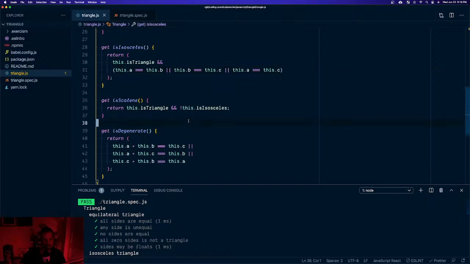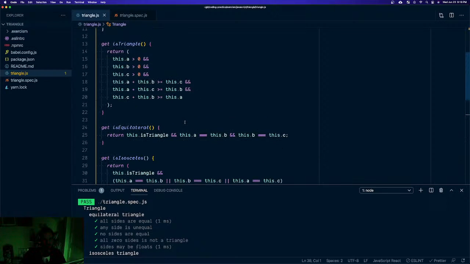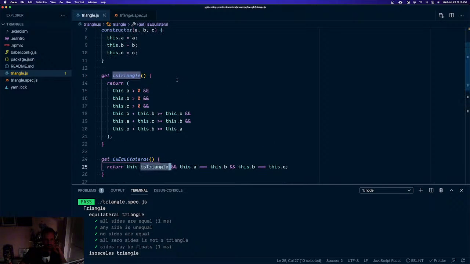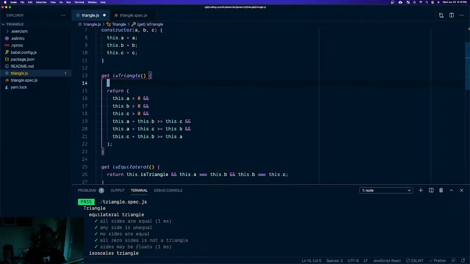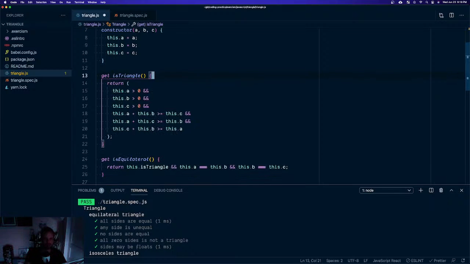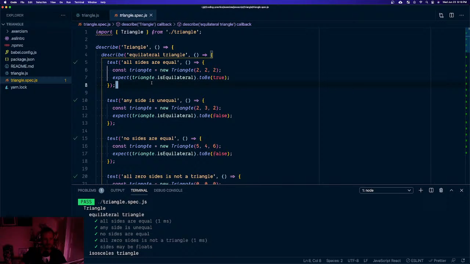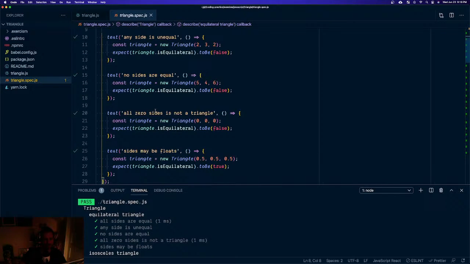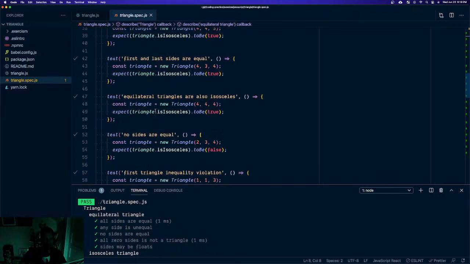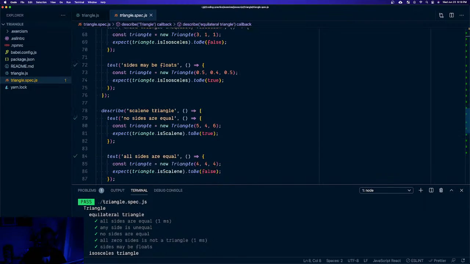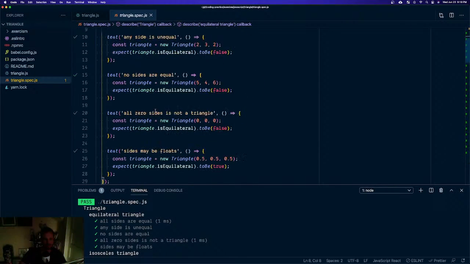Alright, we got all the tests passing. This looks good. A few things I don't like about this. I'm running isTriangle a lot, even though it's a getter, so I think it's going to run every time. I can't really validate that, so I don't know if any of these actually run twice. I don't think they actually do. Yeah, they don't.